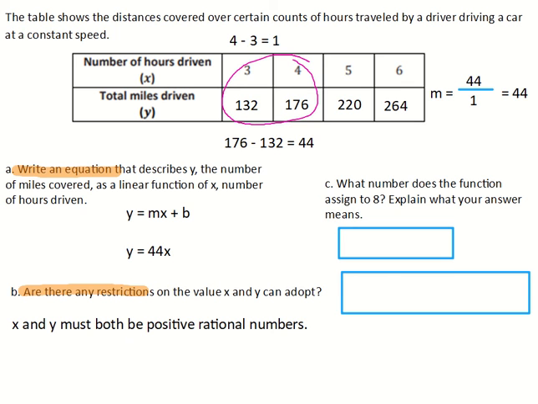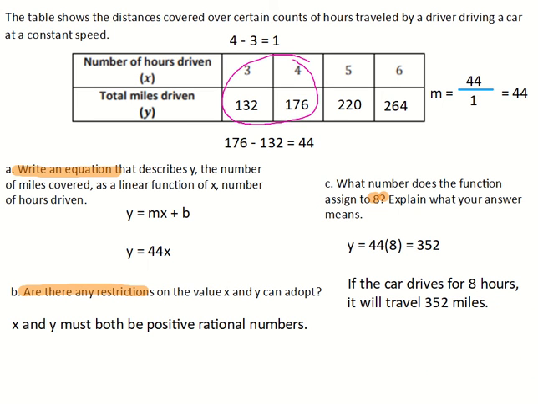What number does a function assign to 8? Explain what your answer means. So here, we're going to take our function y equals 44x and plug in 8 for the x. So 44 times 8 is 352. So what does this answer mean? If the car drives for 8 hours, it will travel 352 miles.